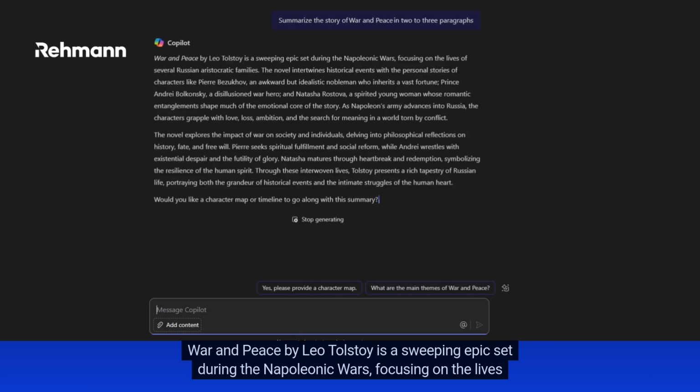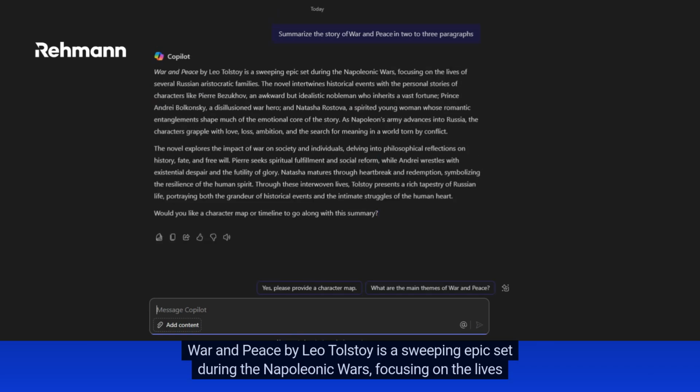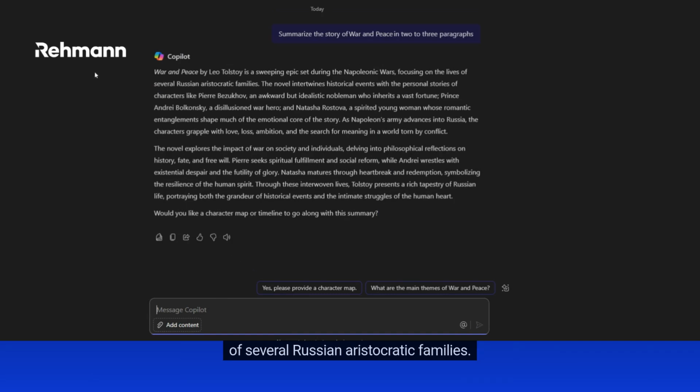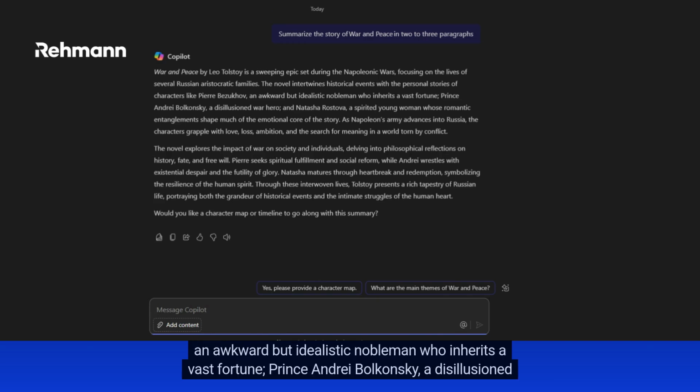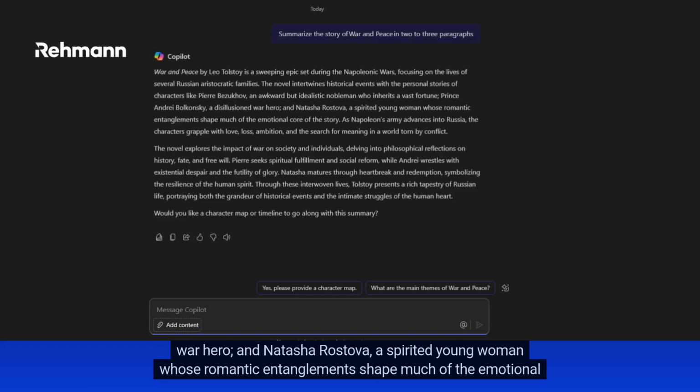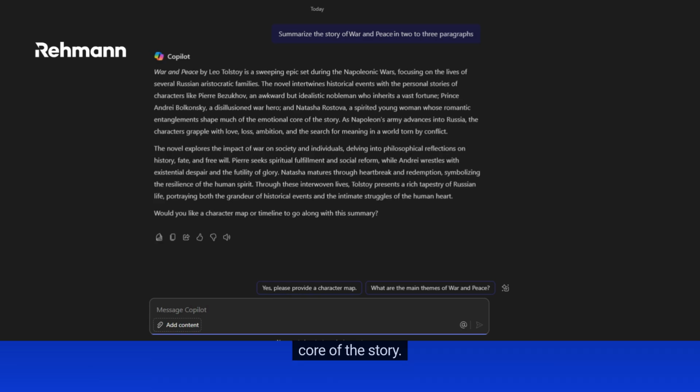War and Peace by Leo Tolstoy is a sweeping epic set during the Napoleonic Wars, focusing on the lives of several Russian aristocratic families. The novel intertwines historical events with the personal stories of characters like Pierre Bezukhov, an awkward but idealistic nobleman who inherits a vast fortune, Prince Andrei Bolkonsky, a disillusioned war hero, and Natasha Rostova, a spirited young woman whose romantic entanglements shape much of the emotional core of the story.